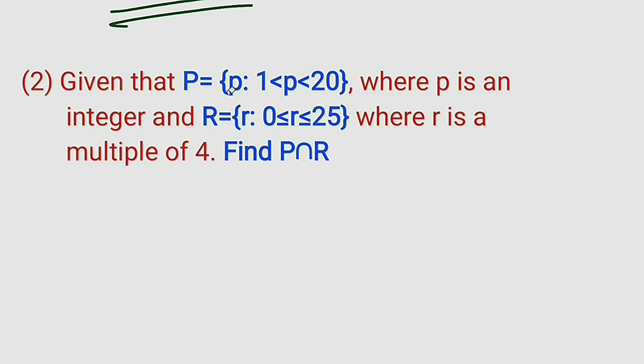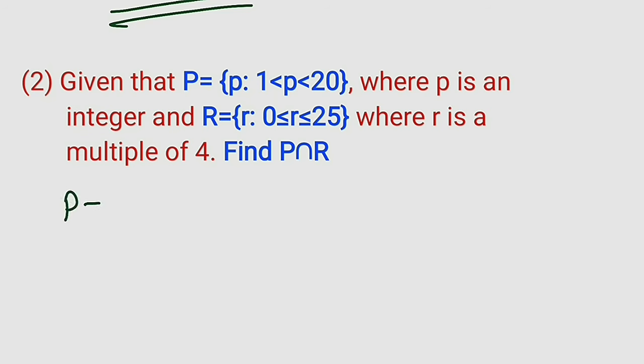Given that P is a set of elements P from 1 down to 20, excluding 1 and 20, for which P is an integer, and we have another set R that contains elements R from 0 to 25 inclusive, for which R is a multiple of 4. We are asked to find P intersection R. So first of all, we need to list down the elements in P and R.